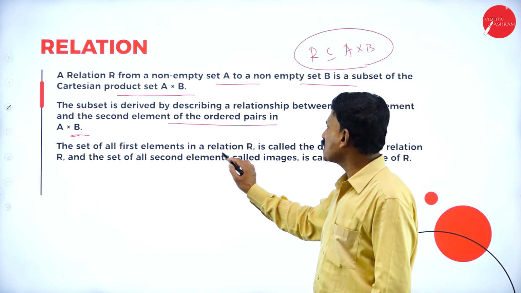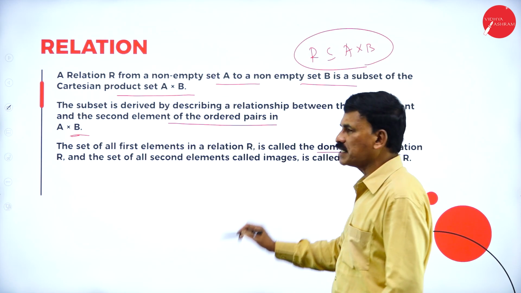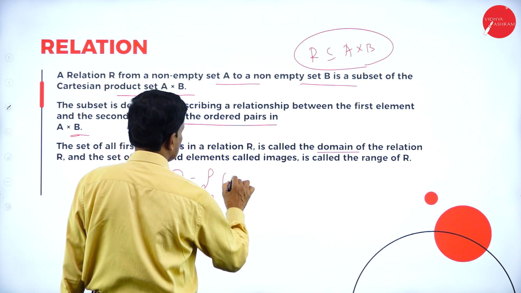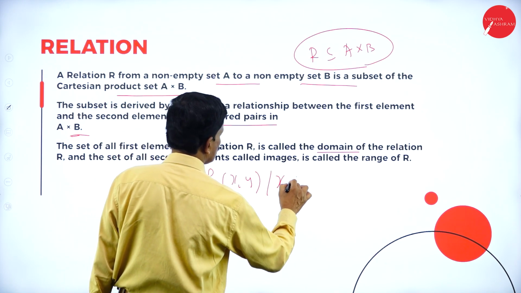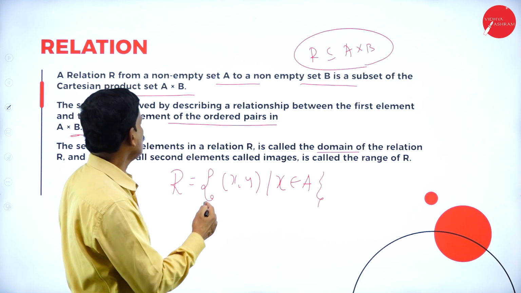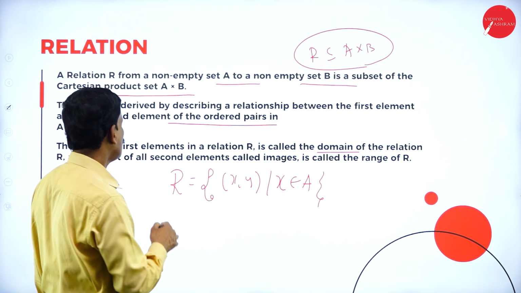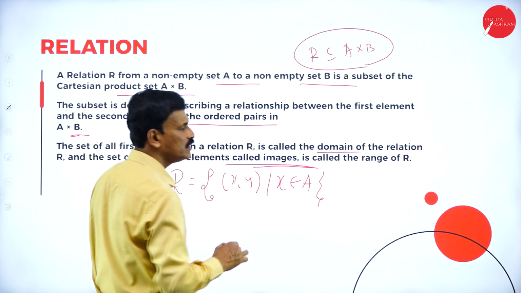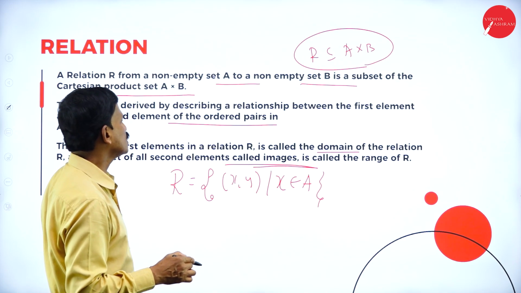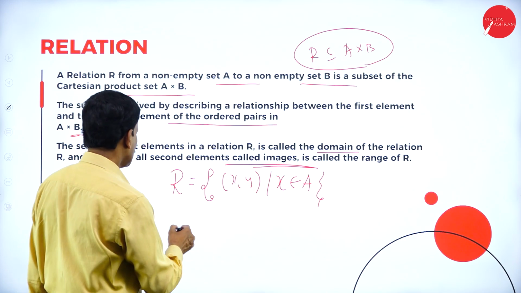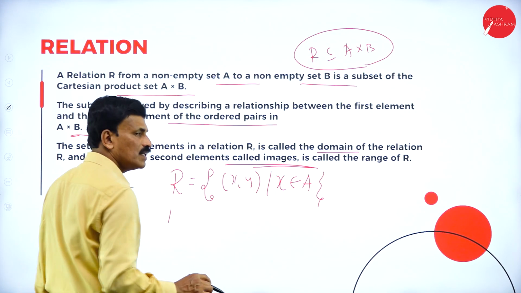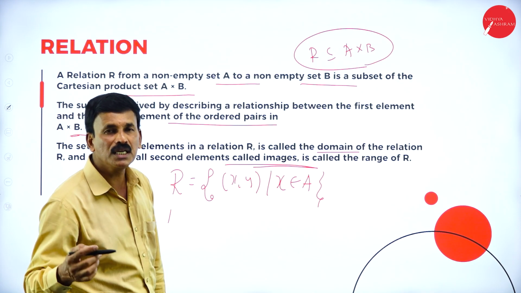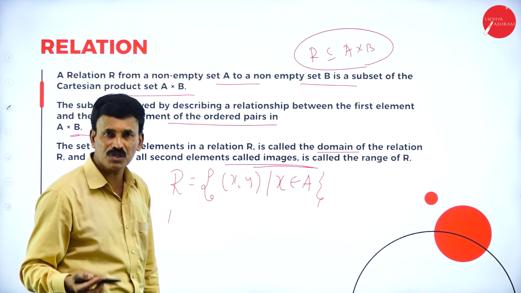The set of all first elements in a relation is called the domain, the set of all (x, y) such that x belongs to A. The set of all second elements is called the image, that is called the range. So the set of all first elements is called the domain, the set of all second elements is called the range, and the set B itself is called the codomain.